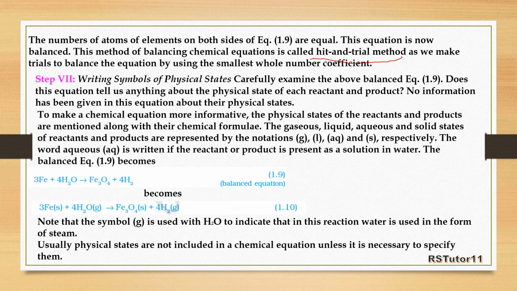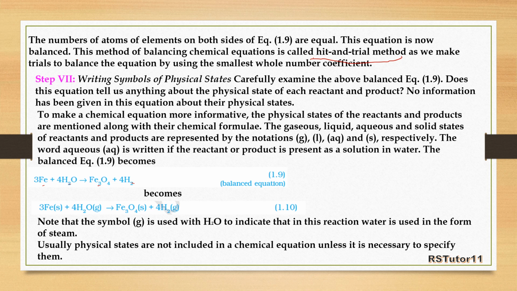Next, in step 7, writing symbols of physical states, carefully examine the above equation, that is 1.9. Does this equation tell us anything about the physical state of the reactant and product? No information is given in this equation about the physical state. To make a chemical equation more informative, the physical states of the reactants and products are mentioned along with the chemical formula. So these are the chemical formulas: Fe, H2O, Fe3O4, 4H2.